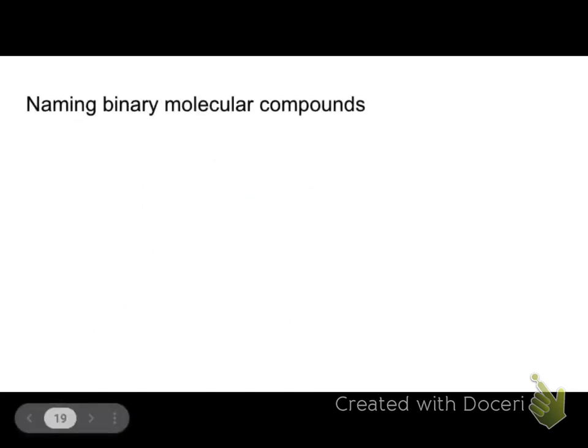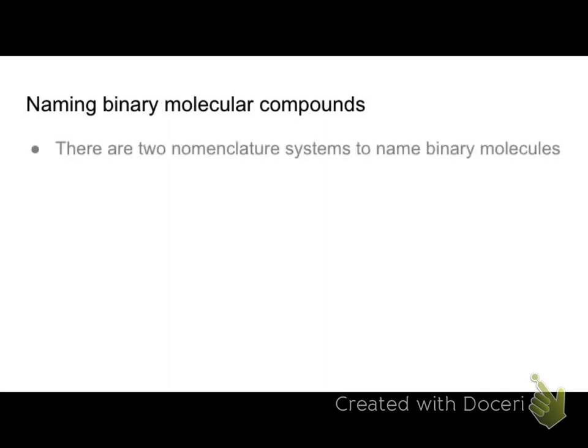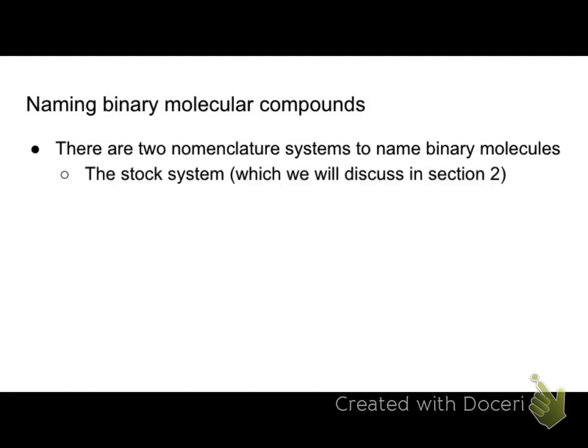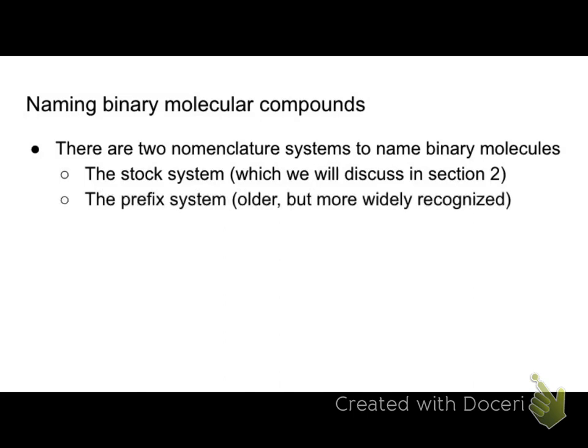Now let's talk about naming binary molecular compounds. So we've been focusing on ionic. Now we're going to talk molecular. There are 2 styles of nomenclature, which is, again, the way we say naming systems for binary molecular compounds. The first one is called the Stock system, which we will discuss, but we're going to take separate time to discuss it. It's coming in lesson 2. And what we're going to discuss today is the prefix system.